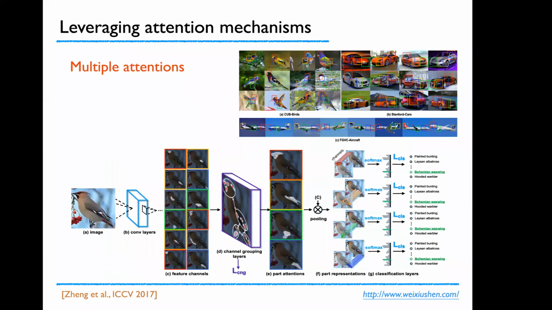As a sister work, the multiple attention CNN is equipped with a multiple attention module, and it can return multiple region attentions in a parallel fashion.